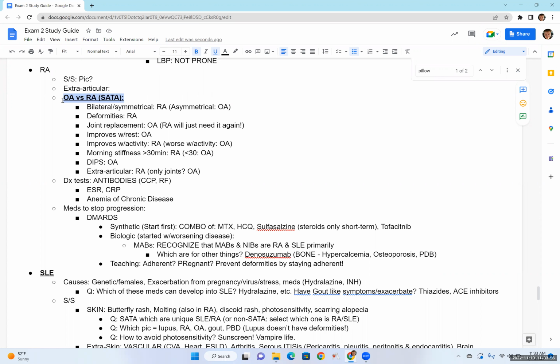That can be worded many different ways. Which one improves with rest? OA improves with rest, does not get better with movement. RA does not get better with rest. RA improves with movement. They get better throughout the day.